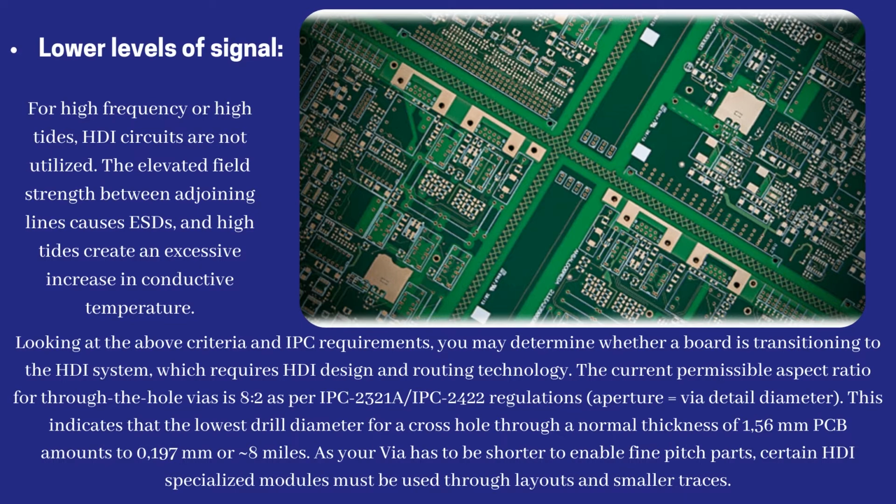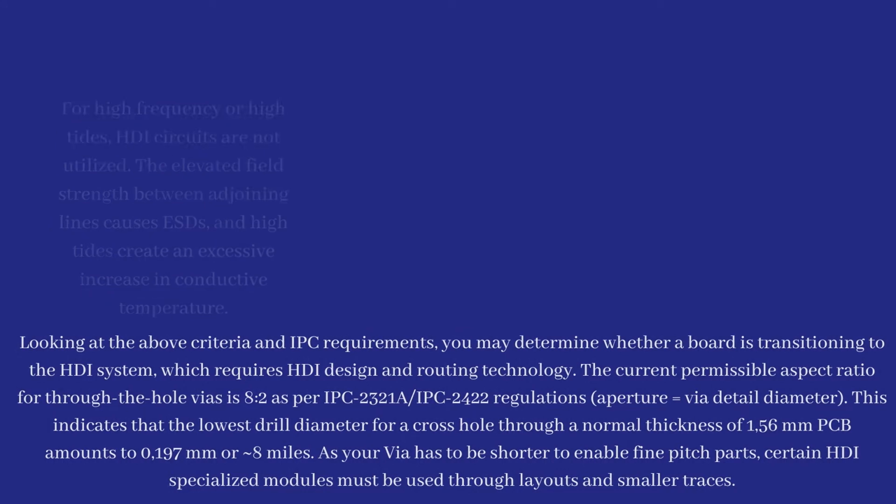The current permissible aspect ratio for through-hole vias is 8:1 as per IPC 2321A/IPC 2422 regulations. Aspect ratio equals via depth divided by diameter. This indicates that the lowest drill diameter for a through-hole through a normal thickness of 1.56 mm PCB amounts to 0.197 mm or 8 mils. As your via has to be shorter to enable fine pitch parts, certain HDI specialized modules must be used, through layouts and smaller traces.